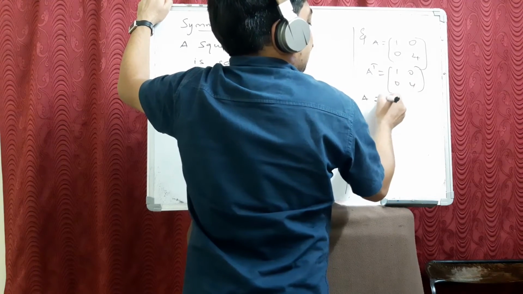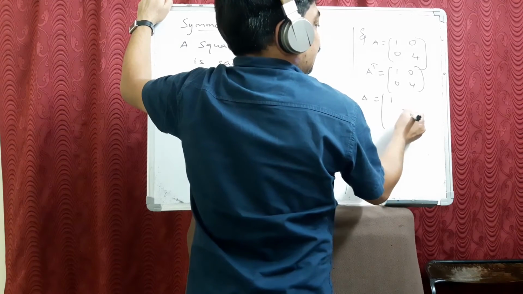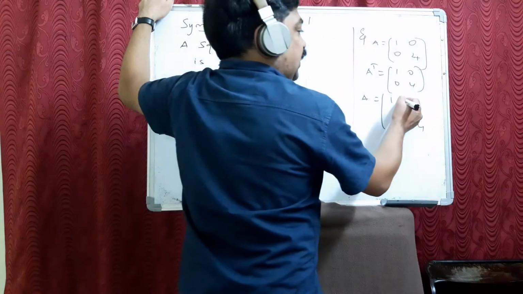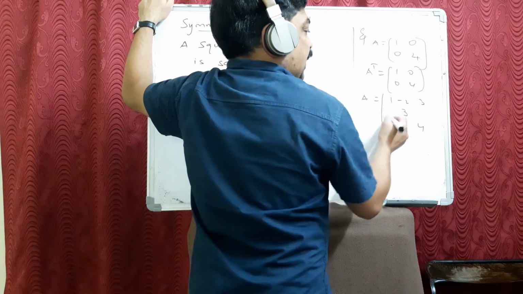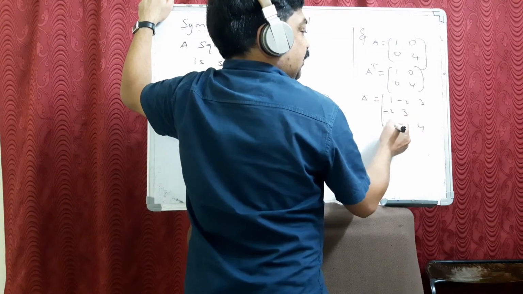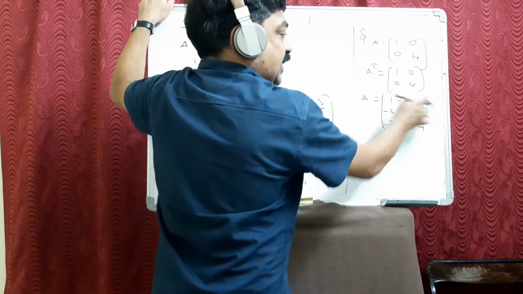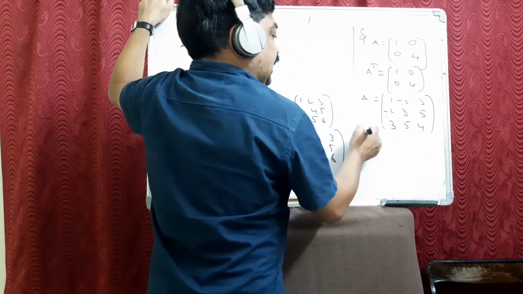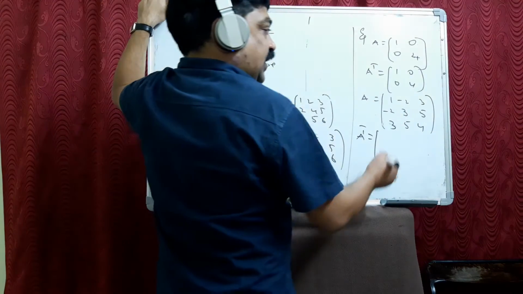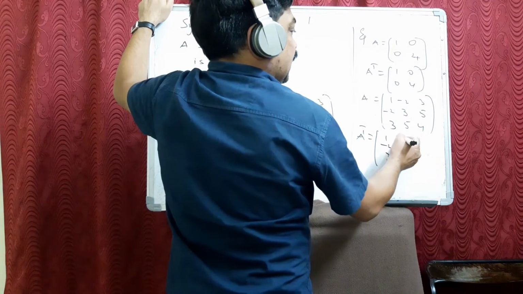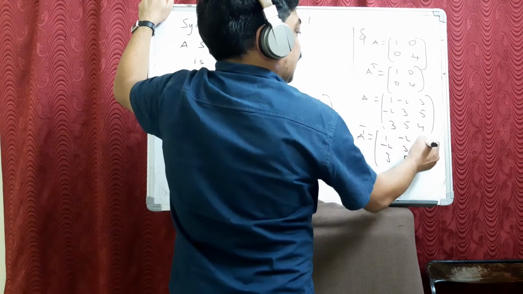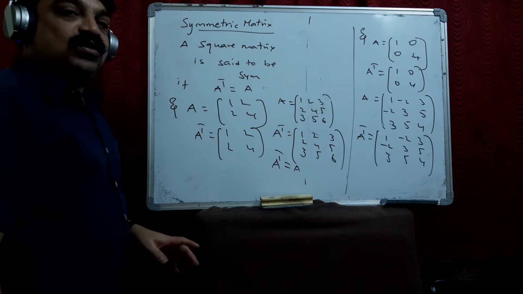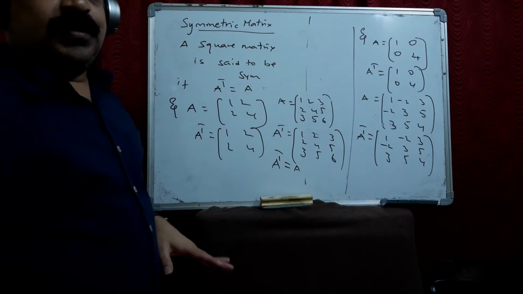One more example. First write out these elements, any numbers you can write. It can be negative numbers also. Whatever numbers you take, minus 2, 3, write the same numbers here. Minus 2, 3, minus 2, here and here. And here if you take 5, it should be 5. Now if you take the transpose, you will get the same thing. Check it. 1, minus 2, 3, minus 2, 3, 5, 3, 5, 4. See, that is the easy way to give an example of a symmetric matrix.